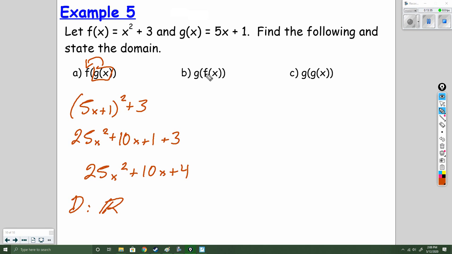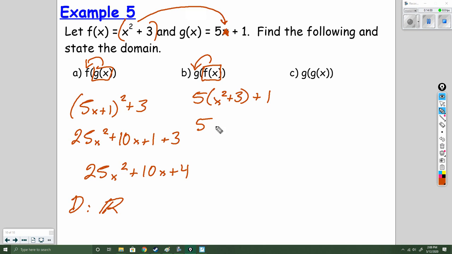Now in part B, we're taking f of x and we're plugging it into function g. So we're taking this whole thing and plugging it in right there, the input value of function g. So we're going to rewrite this function as 5 times x squared plus 3 plus 1. If we distribute 5, we get 5x squared plus 15, and then plus 1. And if we simplify, we get 5x squared plus 16. The domain, once again, in this case, is all real numbers.